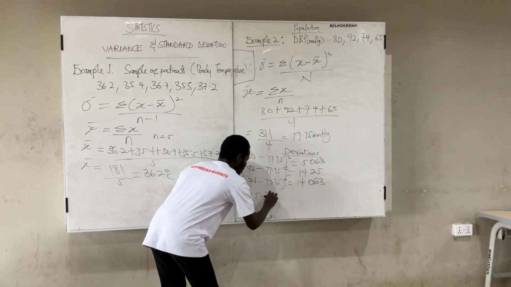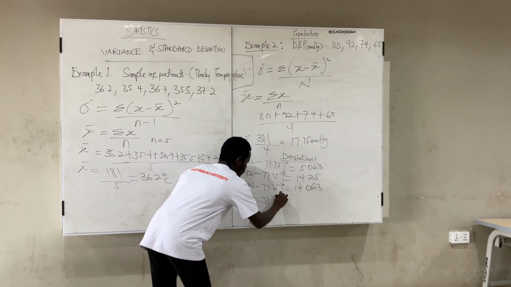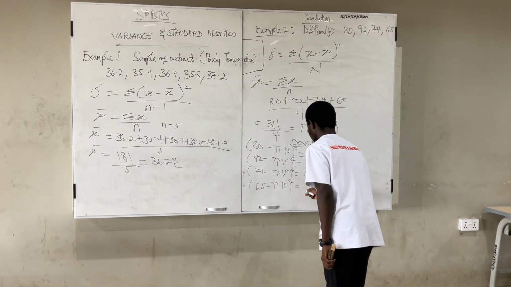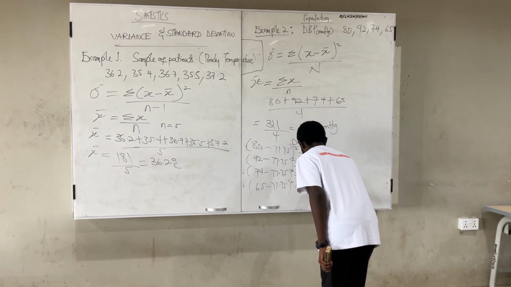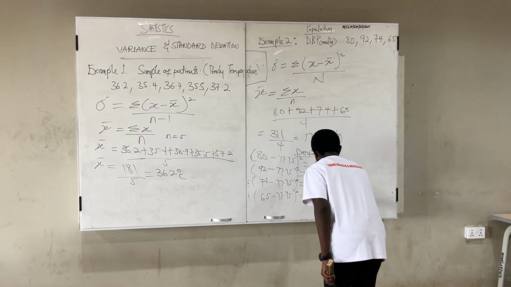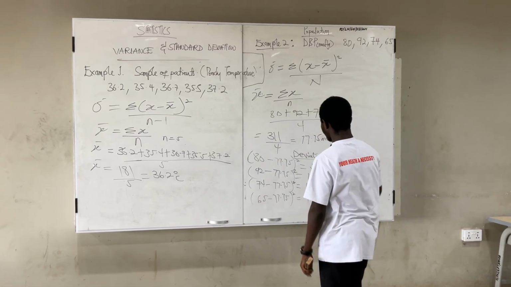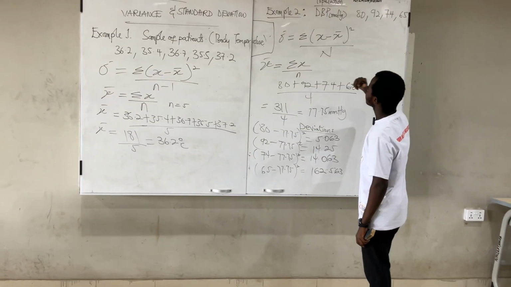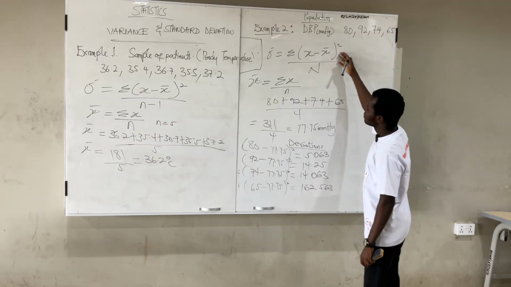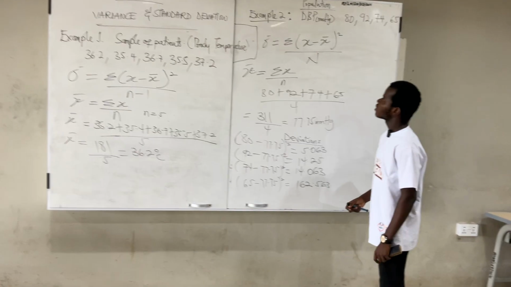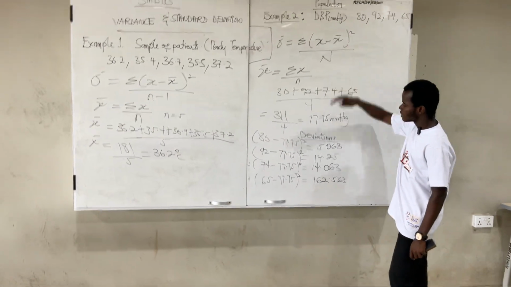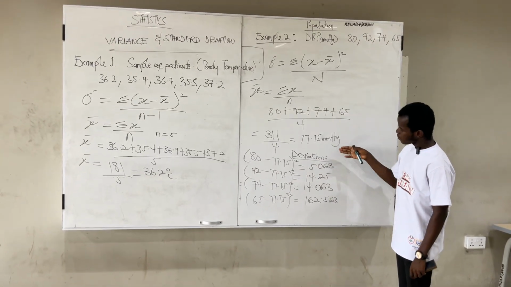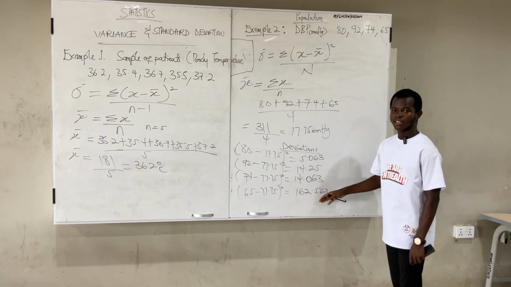65 minus 77.75. Then you square the answer, 162.563. Now, the formula states that we are supposed to sum all the deviations. So these are the deviations. You are supposed to sum all the deviations. It means 5.06, you sum from that part up to the last number.